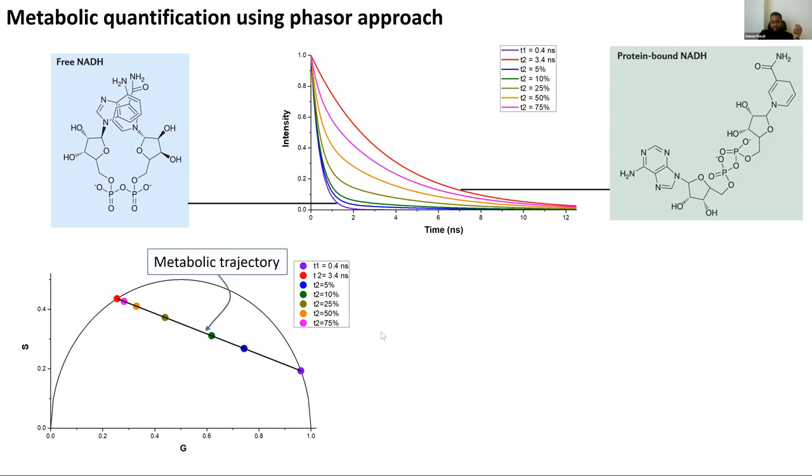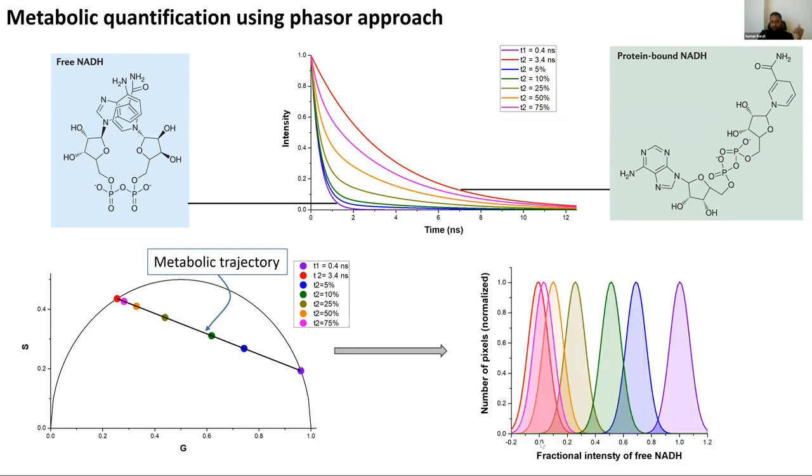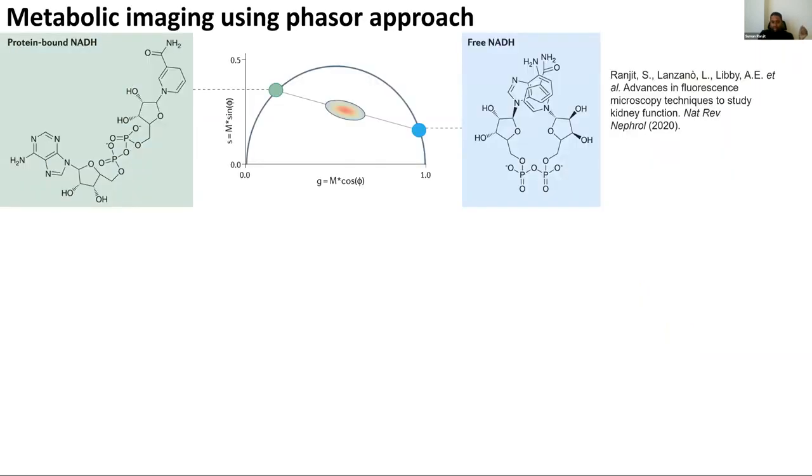And this line between the free and bound NADH is called the metabolic trajectory. And so a shift along this trajectory gives us metabolic changes. And then we can use this to actually convert them back to fractional intensity of the free NADH, based on these positions. And we can see quantitatively, from sample to sample and, let's say, in tissues, animal to animal, what sort of behavior we are getting.